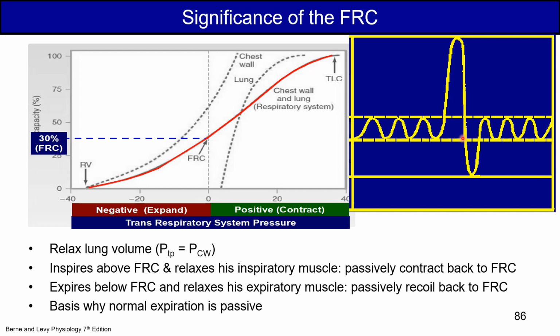If we expire maximally down to RV and relax our expiratory muscle, on its own, because of the elastic property of the respiratory system, we'll go back to FRC. And this is the basis why expiration is a passive process. So when we inhale our tidal volume, we contract our inspiratory muscle, and when we expire, we just relax our inspiratory muscle, and on its own, it is going to go back to FRC.